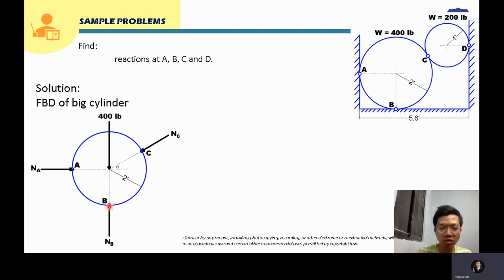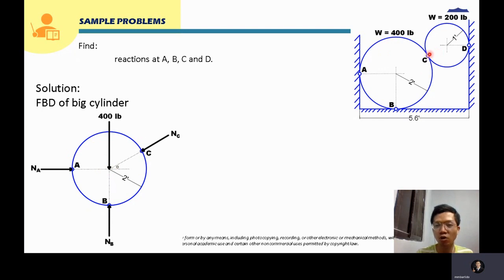Now for the normal force at point B, again the point of contact is here, so it will be applied here. It should be applied perpendicular to the surface, and the surface is horizontal. So this normal force at point B should be vertical, no? And we will name it N sub B. Now for the weight of the larger cylinder, or the big cylinder, its weight is 400 pounds. So it will be applied here at the center of gravity, or at the center of this circle shape, no?